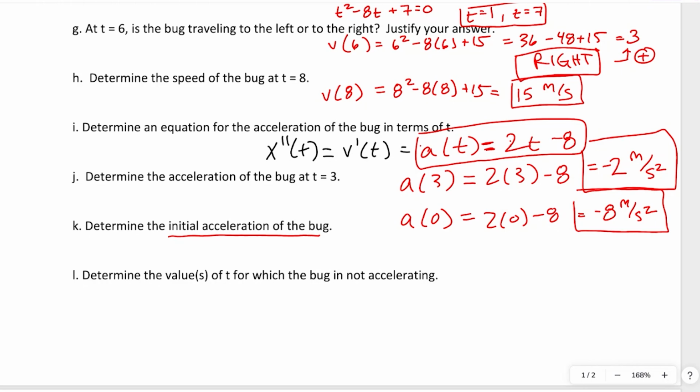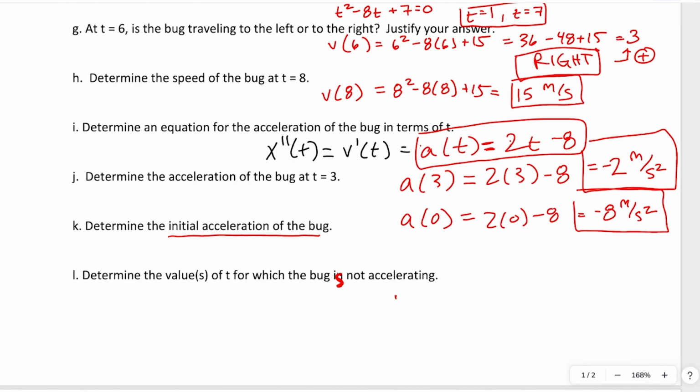So determine the value for t for which the bug is not, well, typo here, is not accelerating. That means the acceleration is 0. That doesn't mean the bug stopped. It's like if you're driving down the highway and you put on the cruise control at like 60 miles an hour and you're consistent, you're not accelerating. Accelerating means moving faster or slower. Decelerating means moving slower. Just because there's no acceleration doesn't mean you're not moving.